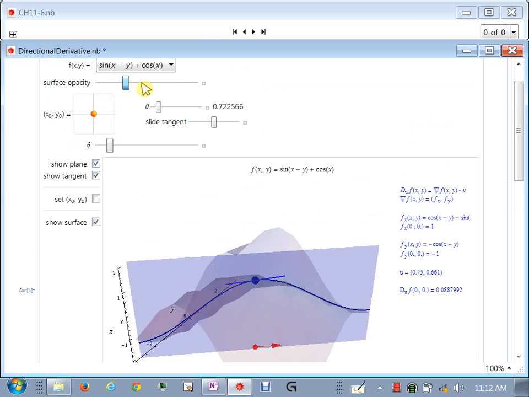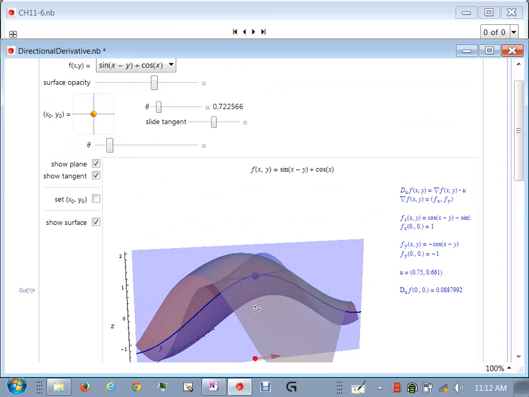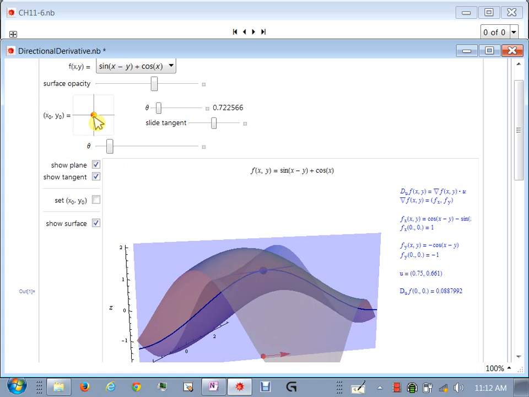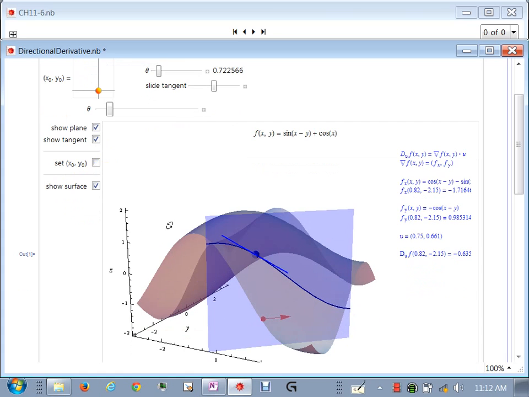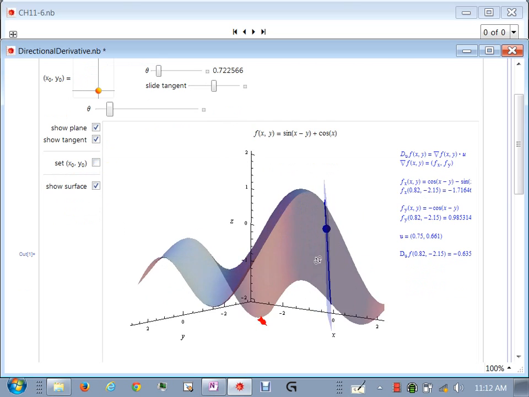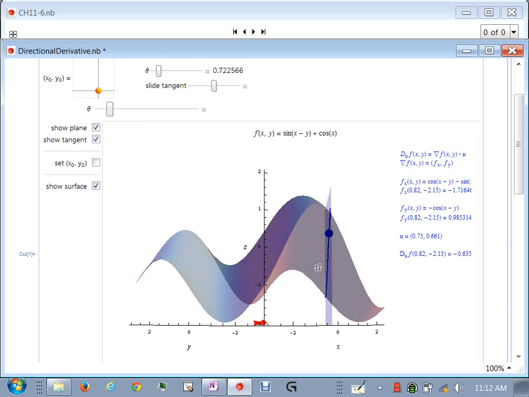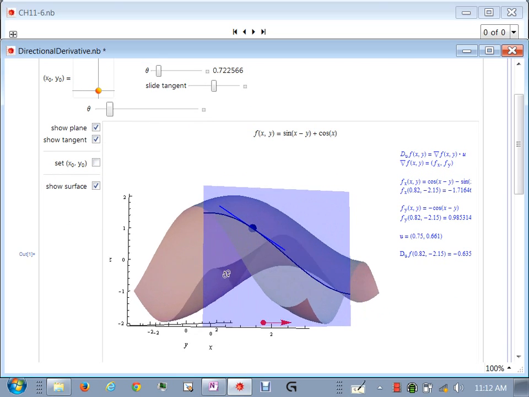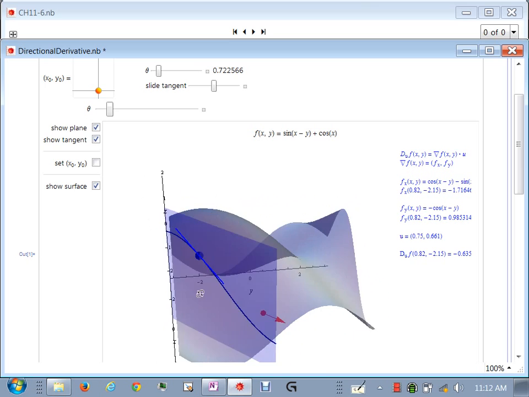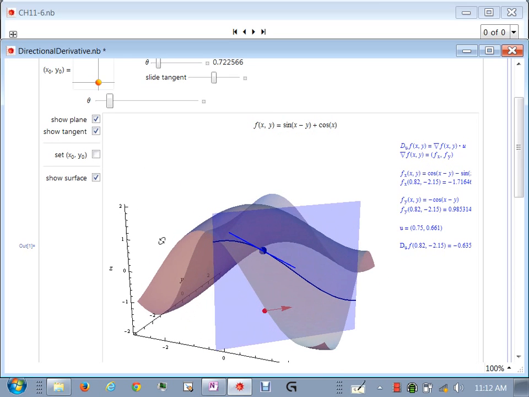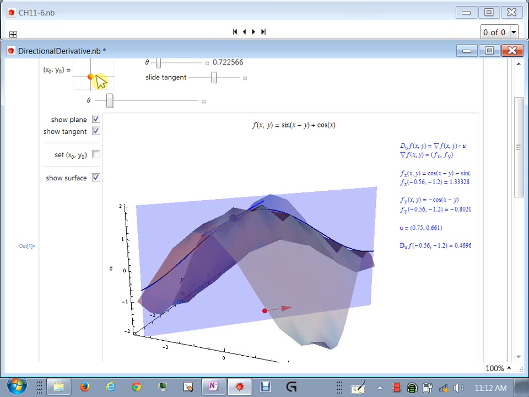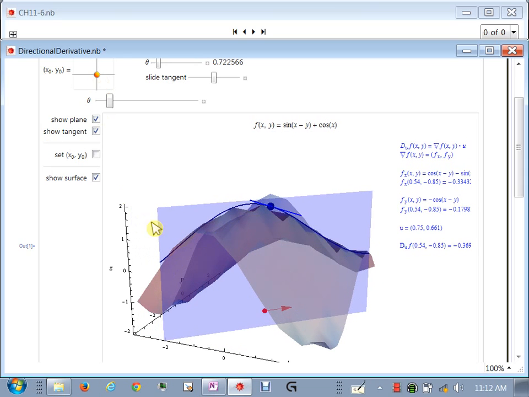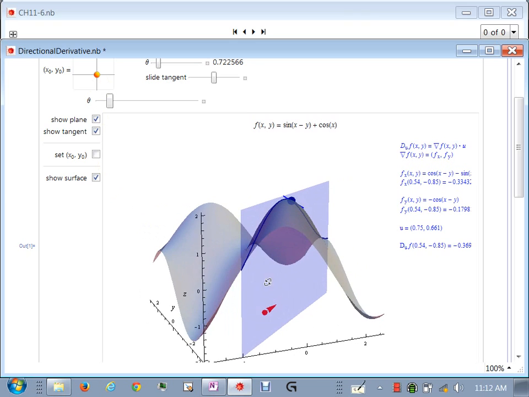So I'll bring my surface in here again. Let me move around on that surface. Let me go to a different point. Okay. So I've kind of come up over that hill. You can kind of see it there. All right. And what about this point? See how close I am.